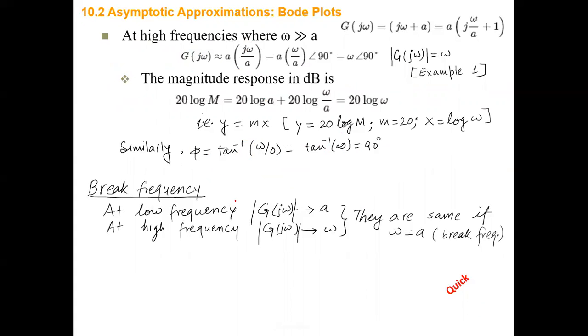So this is the conclusion. If you take a look at the magnitude at low frequency, what is the magnitude? Magnitude a. At high frequency, what is the magnitude? Omega. Again, at low frequency, what is the phase? Can you remember from the previous example? Phi G is 0. And in this case, at high frequency, your phi G is 90. Look at that.